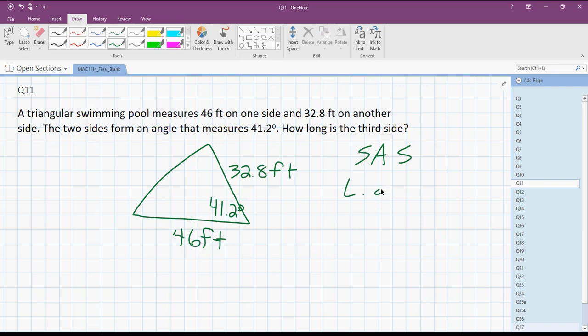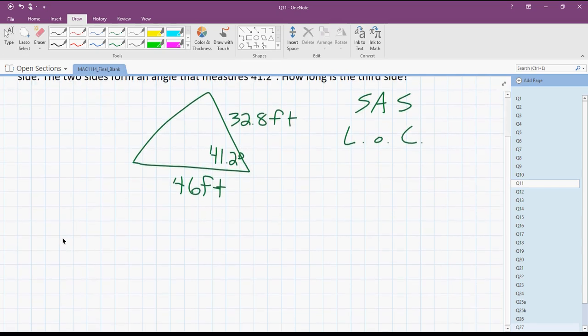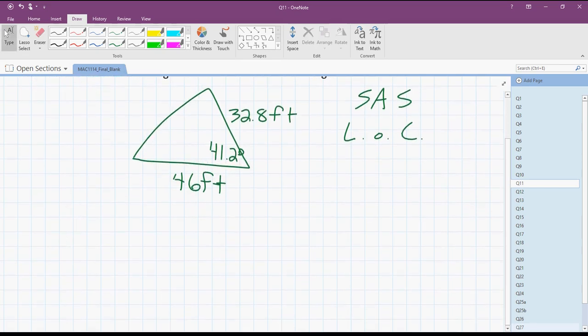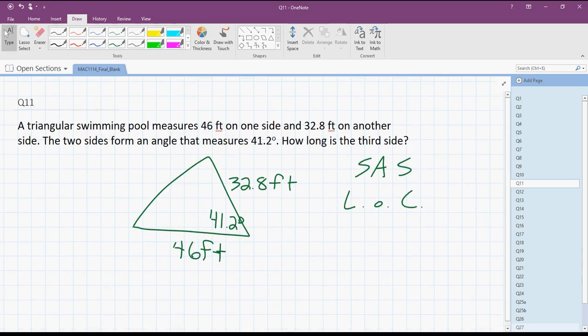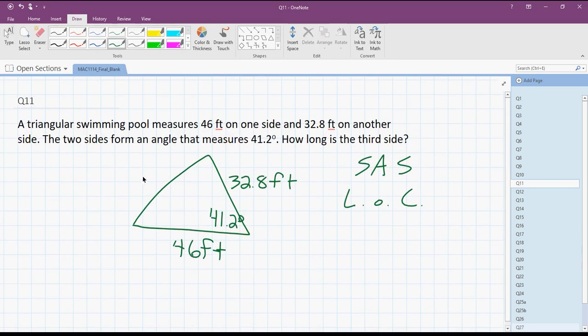Which again, we have to use law of cosines. Like I said, these first beginning 15 problems, these are the longest because you're just doing a lot of formula work. A lot of just plain Jane algebra. All right, so they want to know how long is the third side. They want that guy. So, how are we going to set this up?